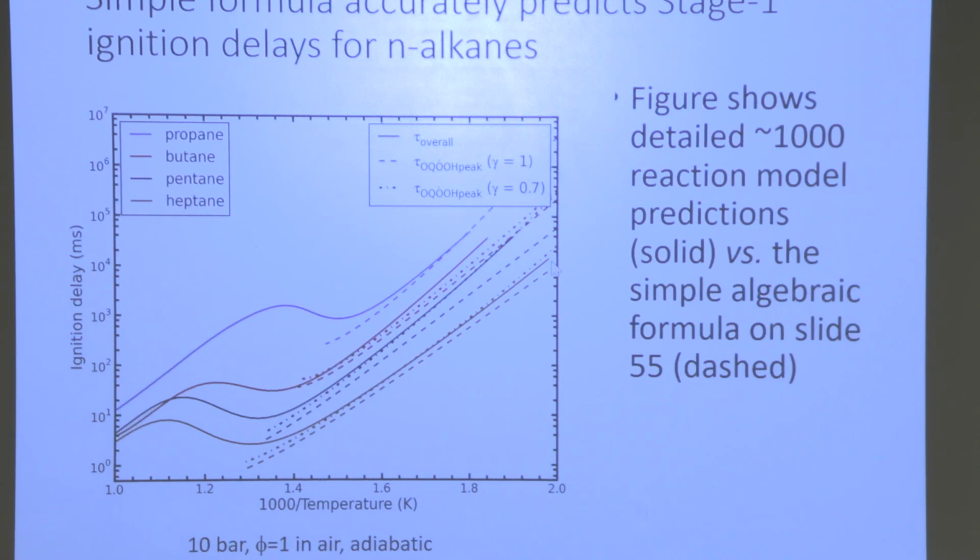And then we can get the simple formula to get the ignition delays. The dashed lines are the very simplistic formula, which only depends on a couple of rate coefficients. The solid lines are full models with about 1,000 reactions. And you can see it's pretty close.